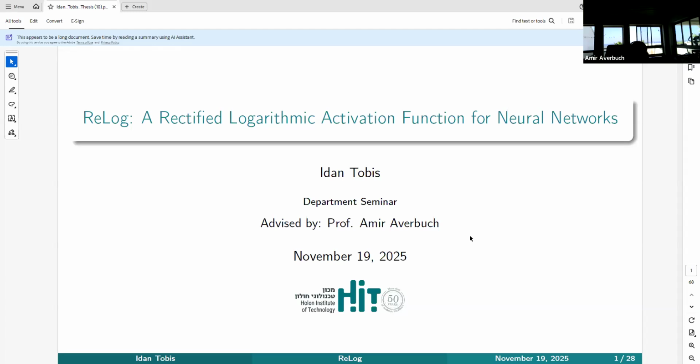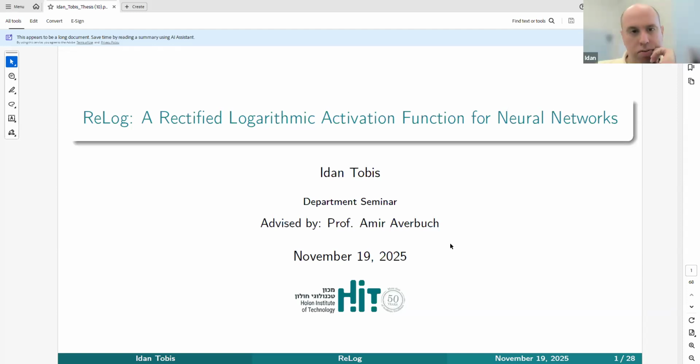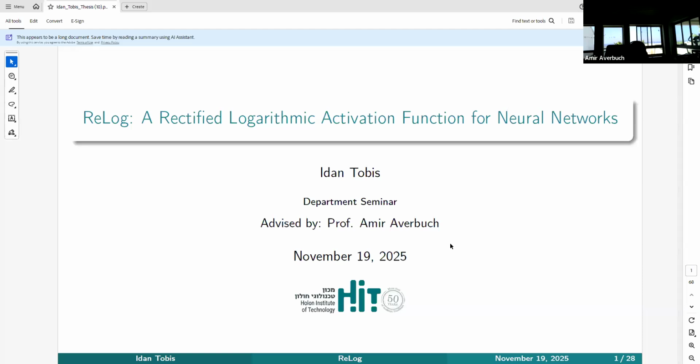טוב, אז נתחיל. So I am very happy to host today Idan Tobis. This is his thesis on the master's degree. And the talk is about rectified logarithmic activation function for neural network. And I hope that many other students will take it and come and give a talk on their work, like Idan is doing it, I think, the second time already.